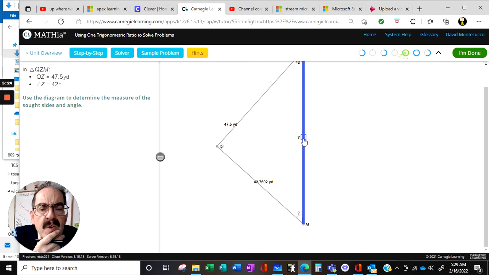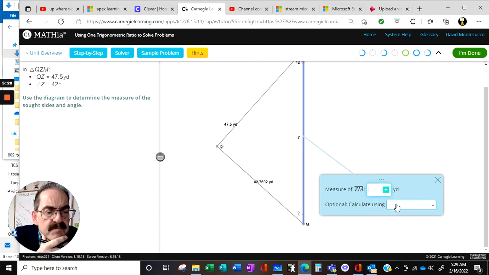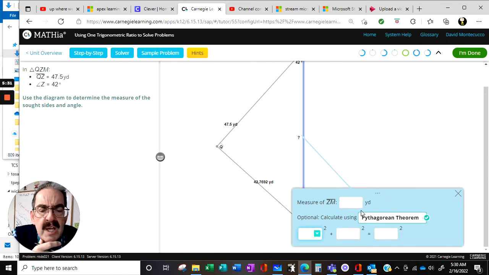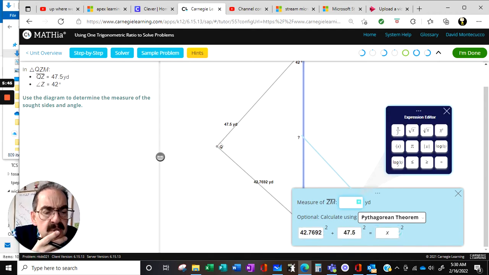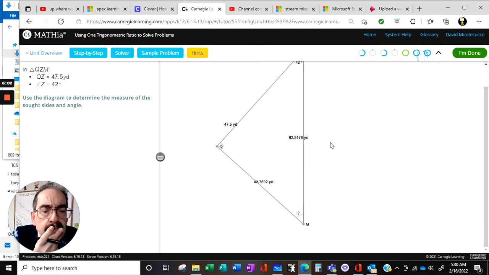Good. Now, we have this, and we could use Pythagoras here, couldn't we? Pythagoras, and we'll have 42.7692, 47.5 equals x squared, and this will be the square root of 42.7692 squared plus 47.5 squared. Yep, we're going to need some Pythagoras in here, aren't we? Could have used SOHCAHTOA too. Yeah, we could have.